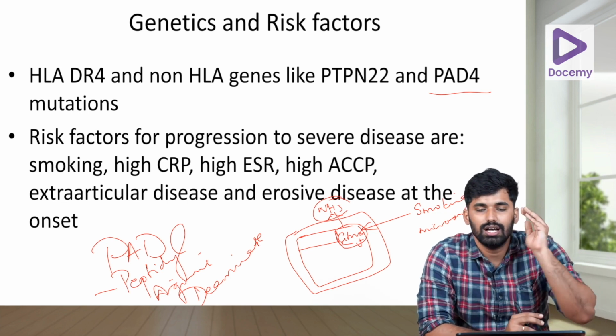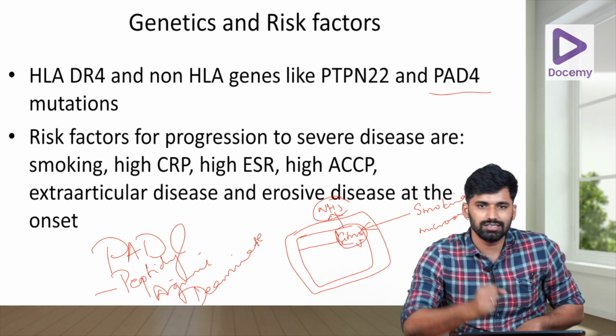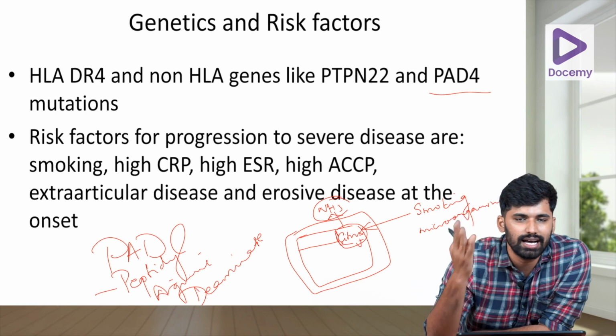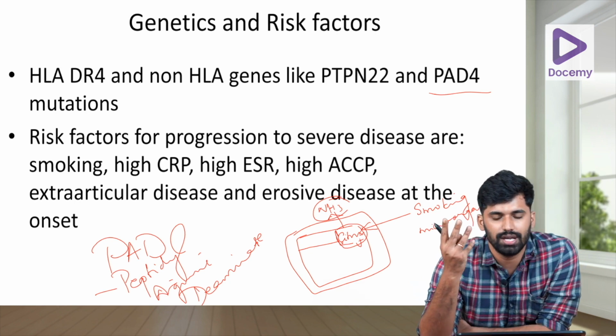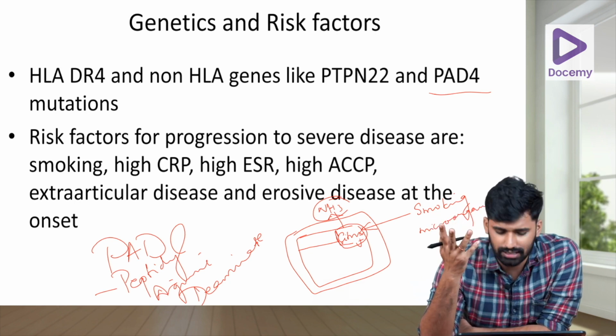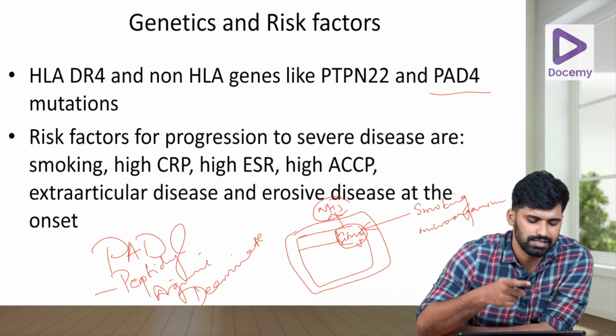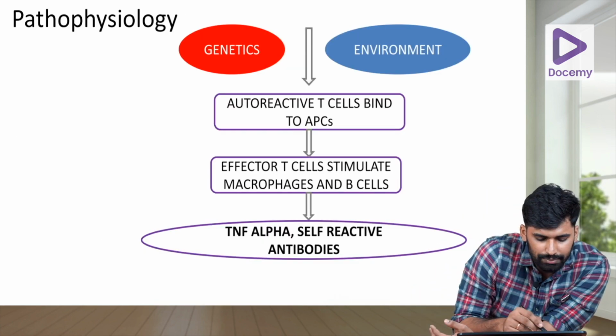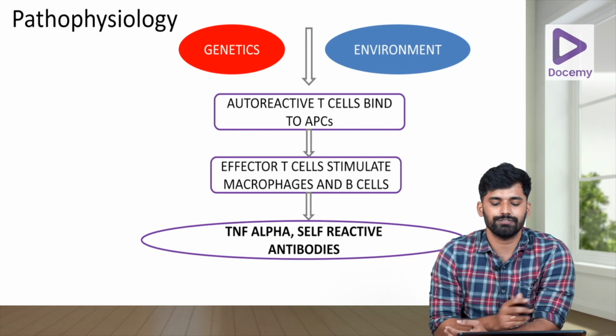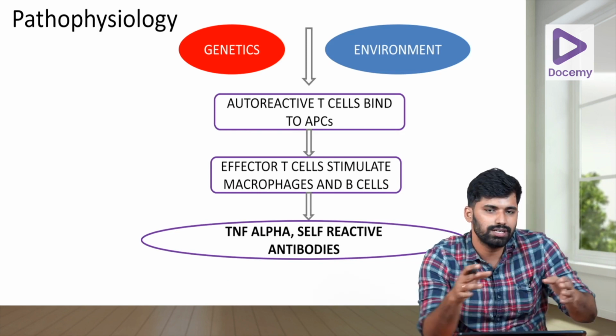So what are the risk factors for progression to severe disease? Smoking, high ESR, high CRP, high ACCP, extraarticular disease and erosive disease at the onset. Now coming to pathophysiology of rheumatoid arthritis. I am going to split this into two.